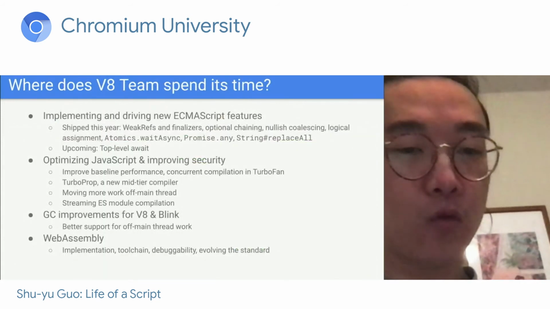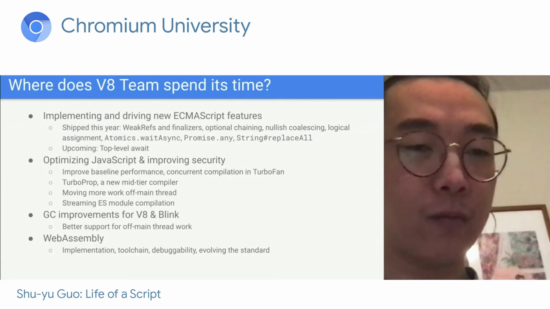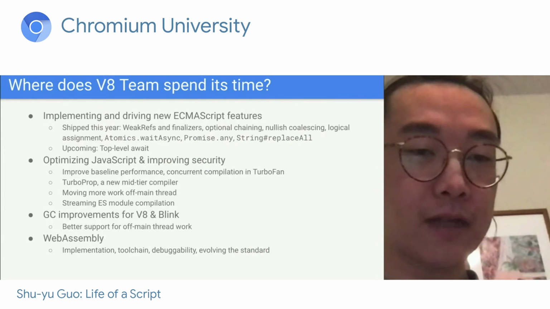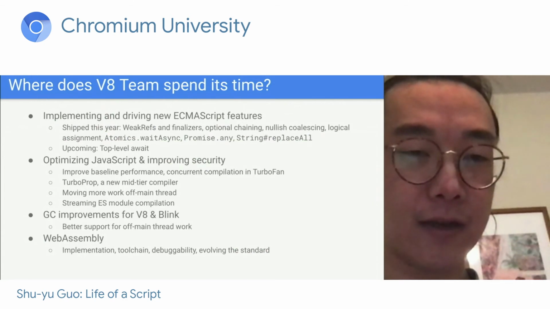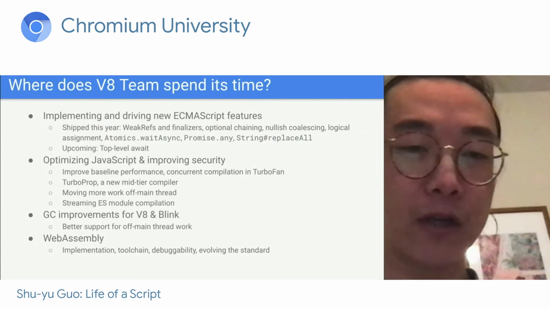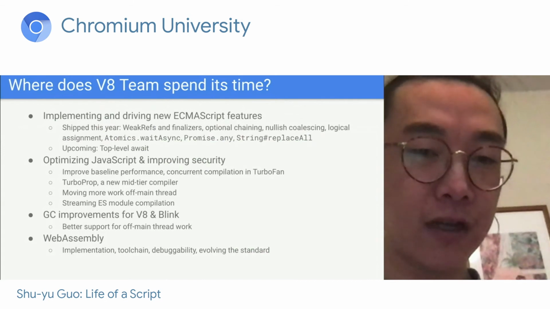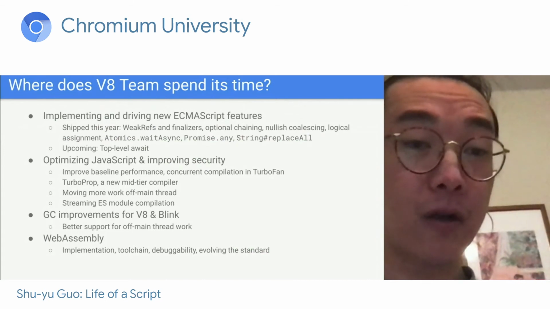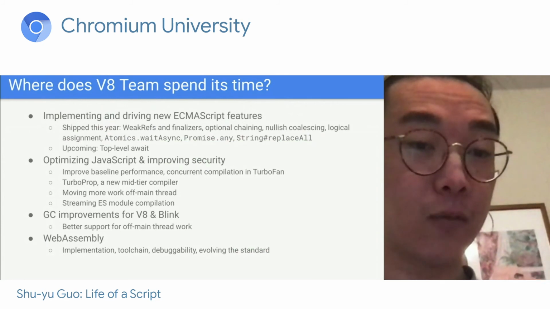So finally, what does the team spend its time on over the year? We implement and drive new ECMAScript features. That's mainly my job. We both push for new features and implement new ones that get standardized. Just this past year, we got weak refs, finalizers, optional chaining, nullish coalescing, a bunch of new features. The team is always also optimizing JavaScript and improving security.